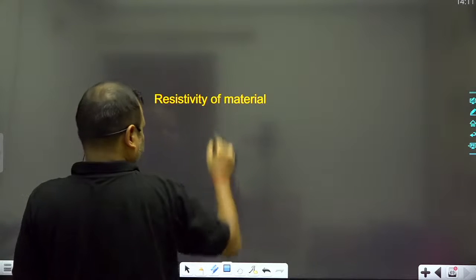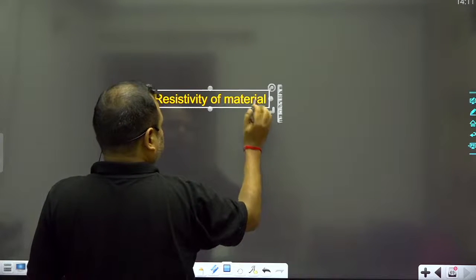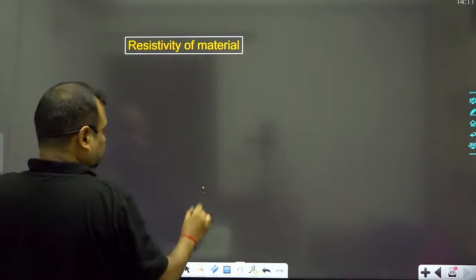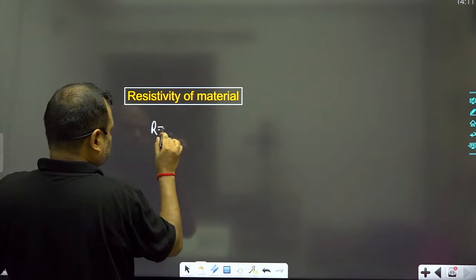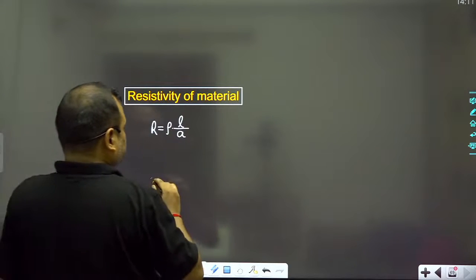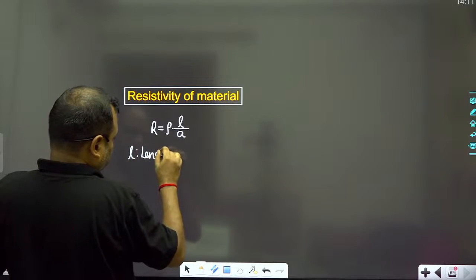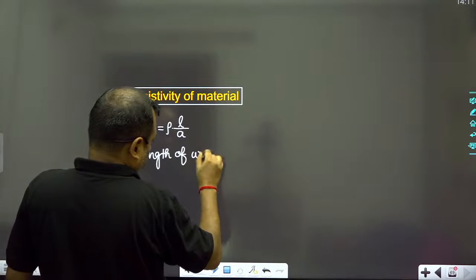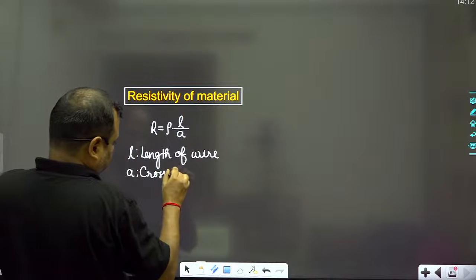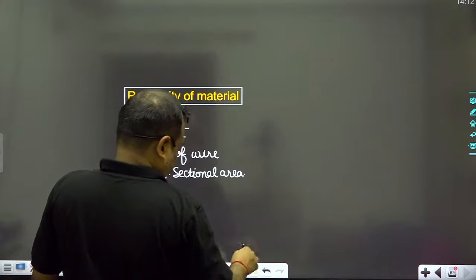My dear students, we have already derived this formula, and we already know that R is equal to rho into L upon A, where L is the length of the wire and A is the cross-sectional area.